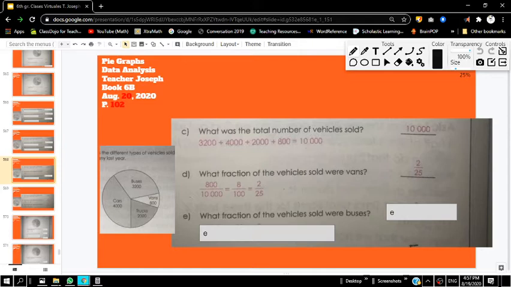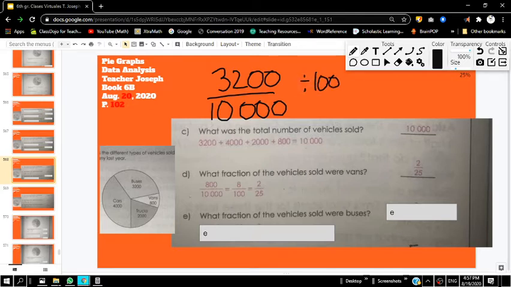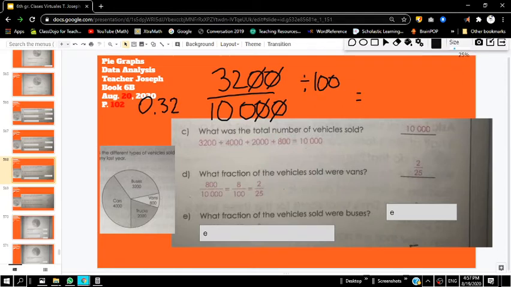Buses represents 3,200. And our total, again, is 10,000 vehicles. If I divide both sides by 100, it's going to give me 32 over 100, or 32 hundredths. Okay, 32 hundredths can be simplified. That can be a simplified fraction. I can divide both sides by at least 2.